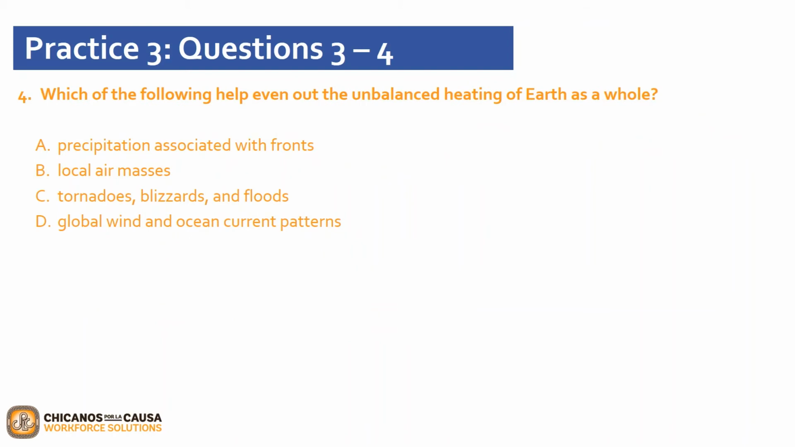Let's move on to question 4. Which of the following help even out the unbalanced heating of Earth as a whole? A. Precipitation associated with fronts. B. Local air masses. C. Tornadoes, blizzards, and floods. D. Global wind and ocean current patterns.